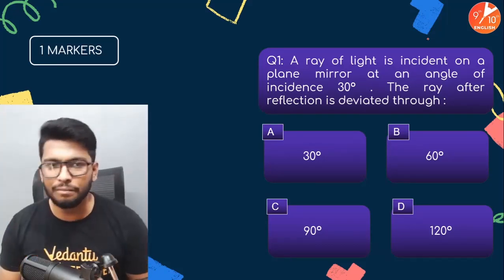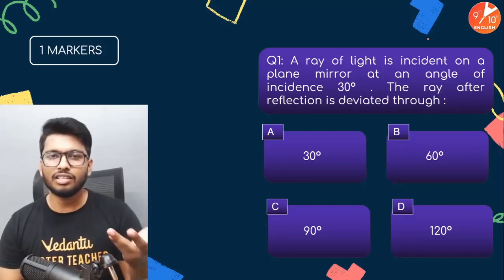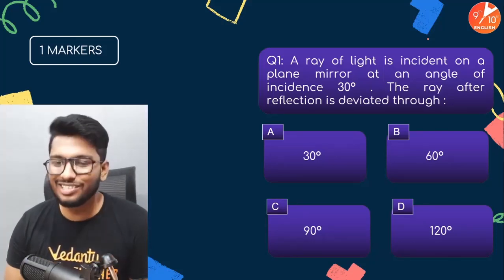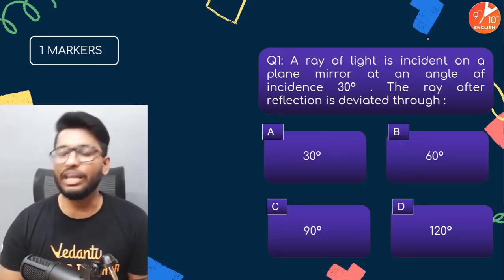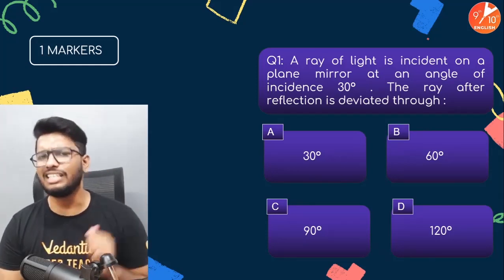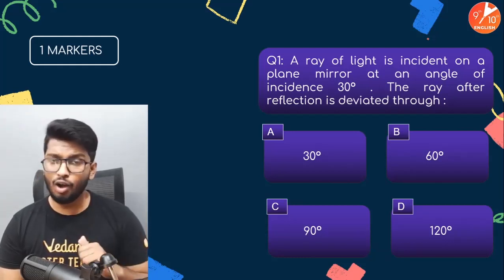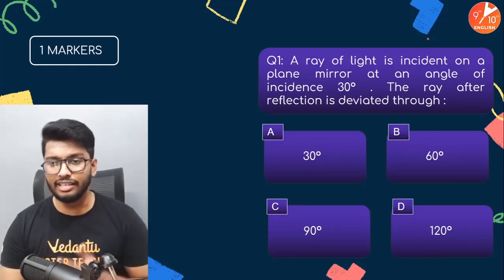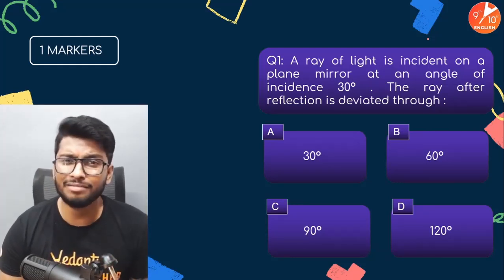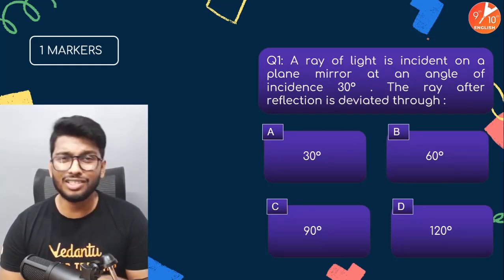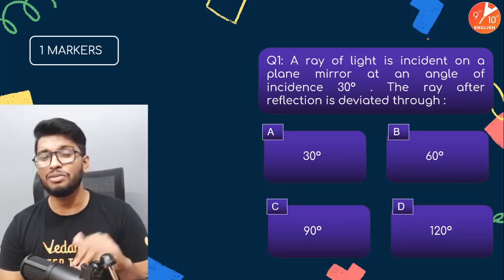All right. So here's the question. It's a 1-marker question, which means it's a 1-mark question. A ray of light is incident on a plane mirror at an angle of incidence of 30 degrees. The ray after reflection is deviated through what? Options are 30 degrees, 60 degrees, 90 degrees, or 120 degrees. Pause the video and let me know the answer.